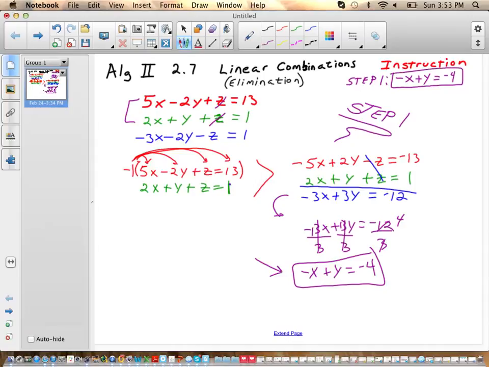I'm going to stop here at step 1. We'll do step 2 in the next video. Take a look at this and see how it worked out. Again, I just picked 2 of the 3 equations and determined a way to eliminate z. Then when I solved for that, I ended up with what I have left here at step 1. You can see in the upper right corner in purple where it says step 1, and that comes out to negative x plus y equals negative 4.